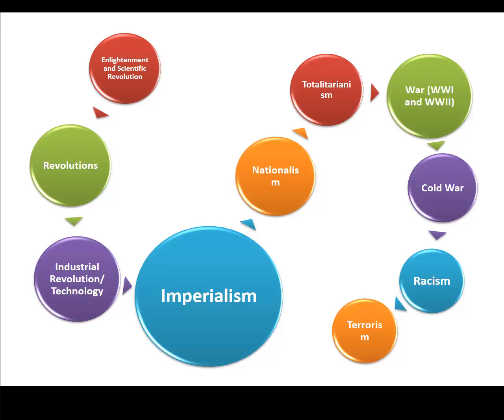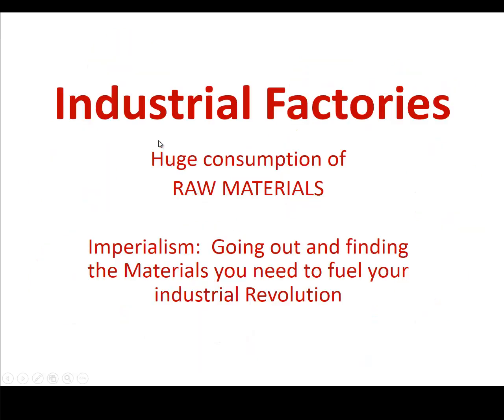But if you're a small nation in Europe, you only have so many natural resources within the borders of your country, right? Your country is a certain size and there's only so many things that it has within it. So if you need additional resources, you're going to have to go out and get them. And that's really what imperialism is. So when we look at imperialism, it's really about a huge consumption of raw materials. And so in order to get those things, we need to go out and find the materials to fuel that industrial revolution within your own country.